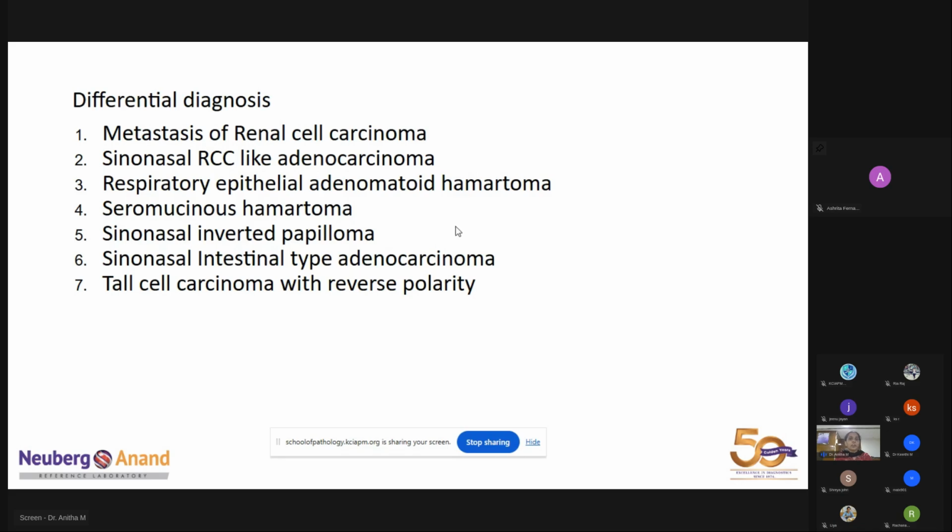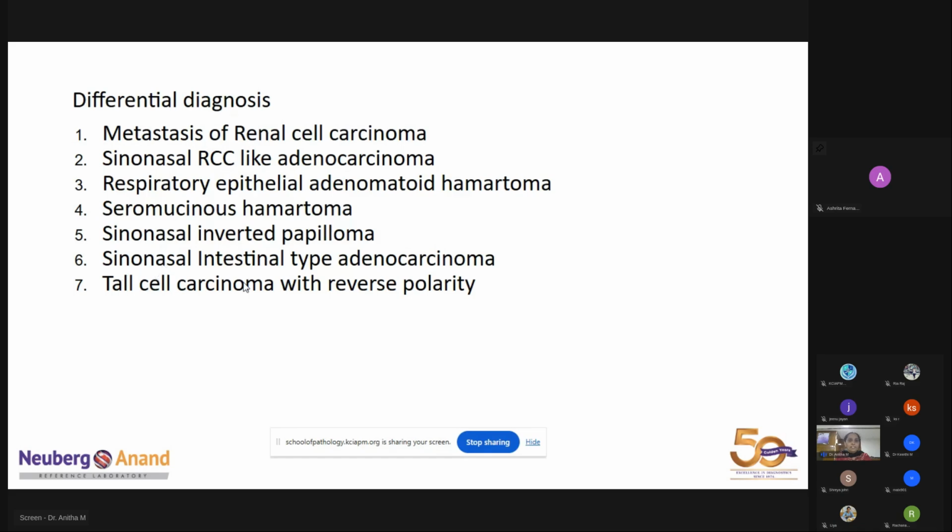lined by ciliated columnar epithelium, and it will have mucinous change, which is not seen in this case. Then seromucinous hamartoma. These are similar to microglandular adenosis of the breast. They'll have small eosinophilic glands, and does not look like our case. Then one response was sinonasal inverted papilloma. They will have endophytic growth, and the epithelium would be squamous, respiratory, or transitional. So it does not match with our case.